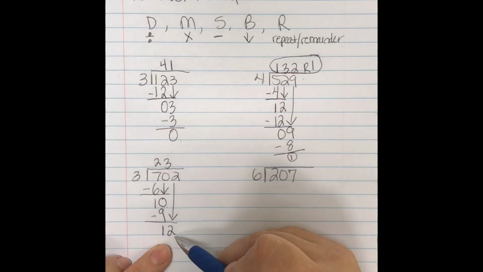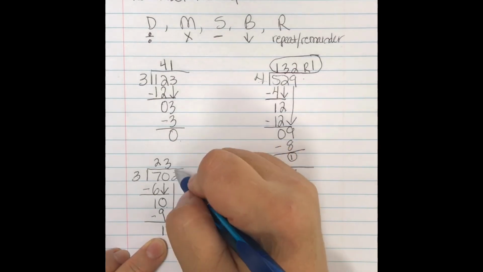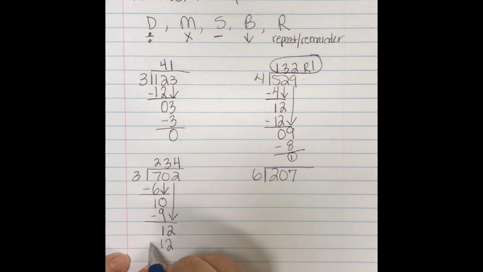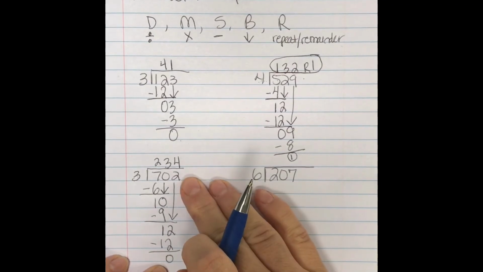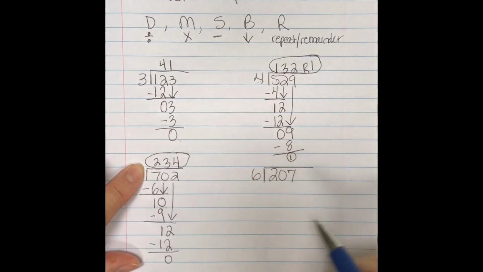Okay, now I'm looking at this 12. Can I divide 12 into groups of 3? Yes, I can. 4, because 4 times 3 is 12. And now I subtract. There's nothing left to bring down. I have nothing for a remainder, so my answer is 234.